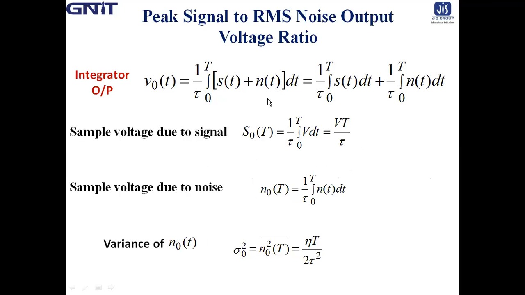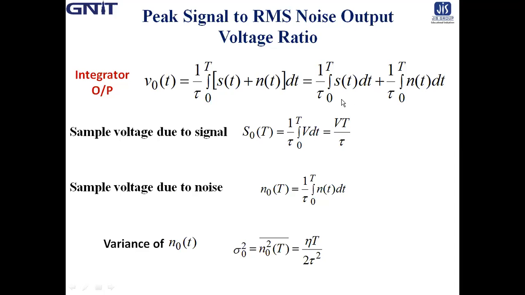So it is 1 by tau, integral 0 to t. Just simplify, break it up: s(t) dt plus, written separately here, 1 by tau integral 0 to t n(t) dt. Now the sample voltage due to the signal, s0(T), is the output voltage after sampling due only to the signal, 1 by tau integral 0 to T s(t) dt.